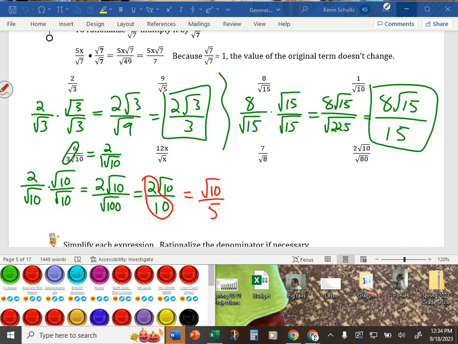Now, we didn't write the 1 because we don't have to, but it's 1 root 10 over 5. You always have to have that simplifying I. Okay, that simplifying I. Question on that one before we go to the 12x over root x?